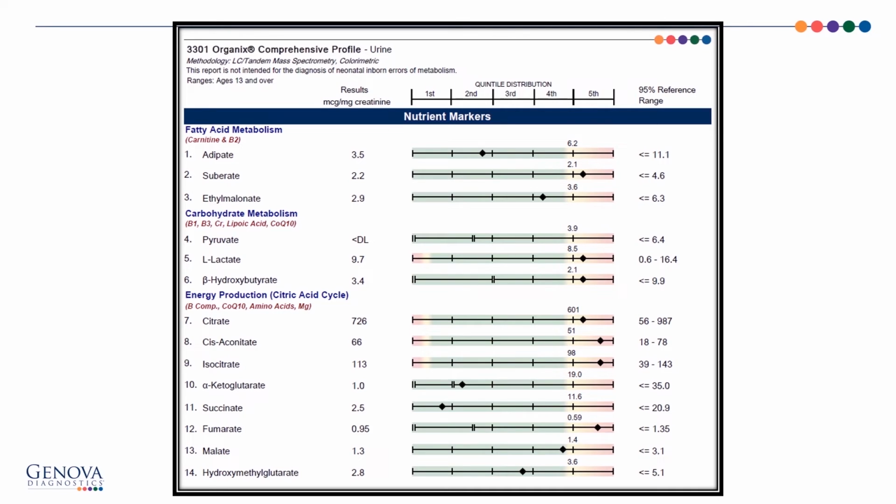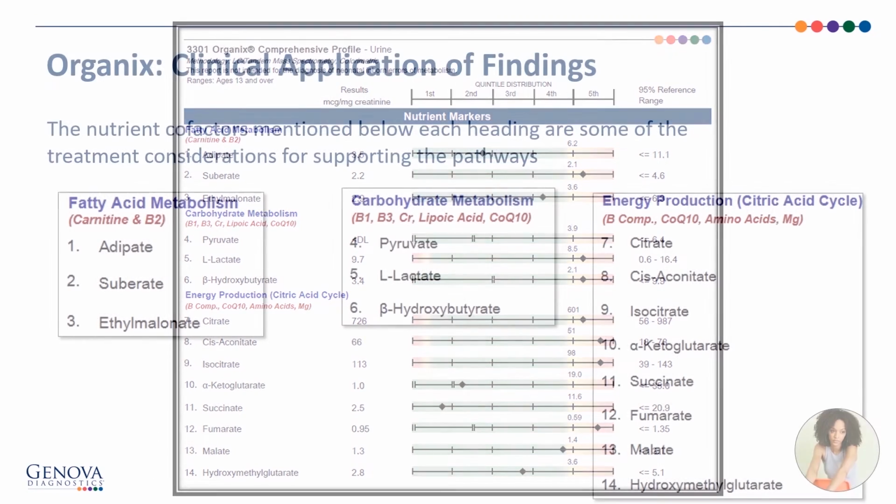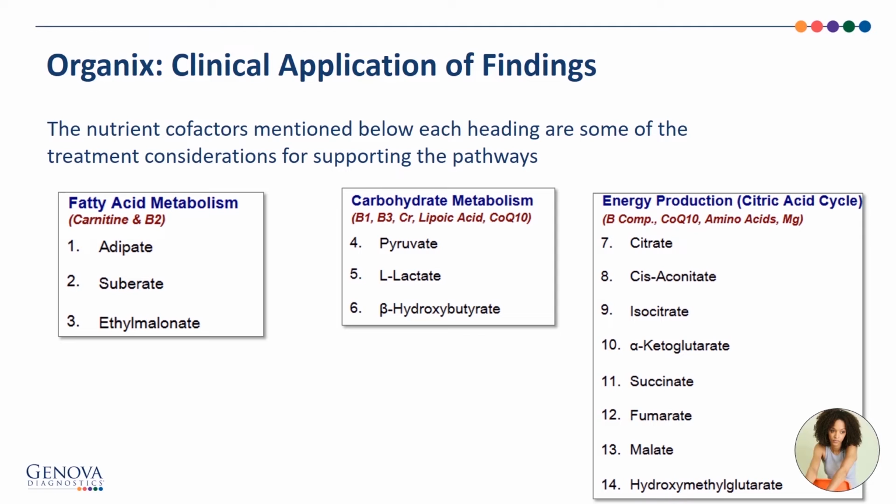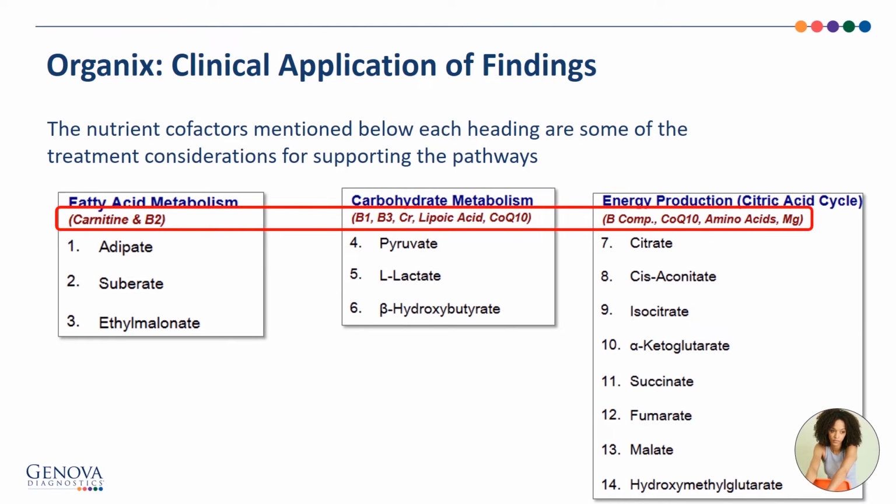elevation in beta-hydroxybutyrate. There are also several elevations here within the citric acid cycle, and many of those conversions within the citric acid cycle happen with the help of dehydrogenase enzymes, which have B vitamin and magnesium requirements. One of the nice features of the Organix profile is that nutrient cofactors are mentioned underneath each heading within the report, and these would be considerations for treatment in order to help balance out the associated pathways.